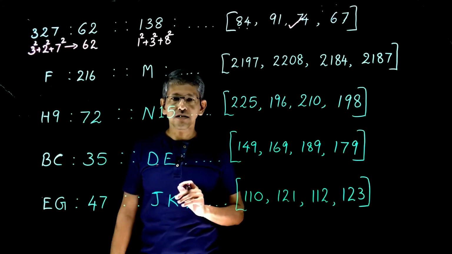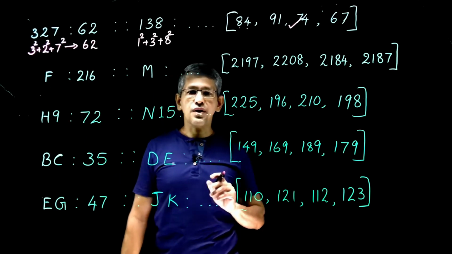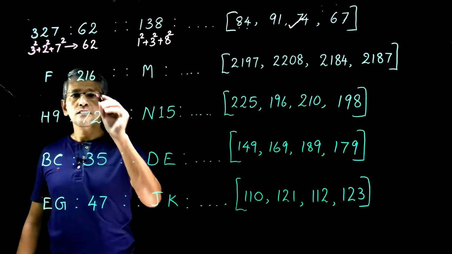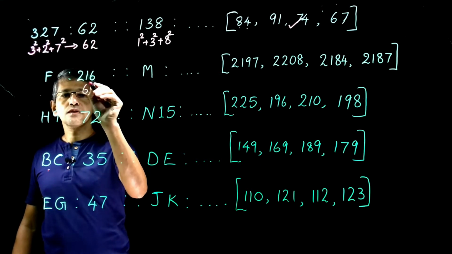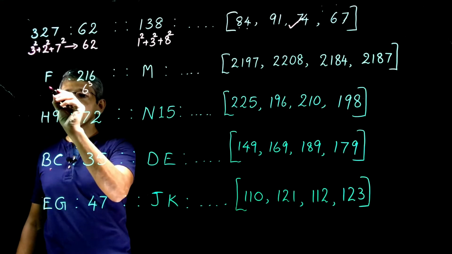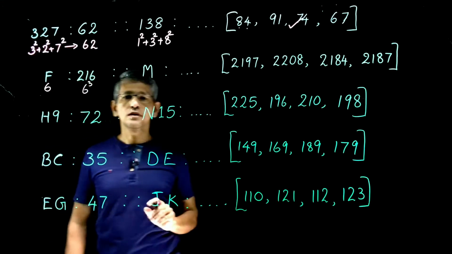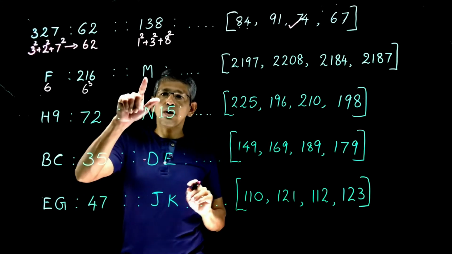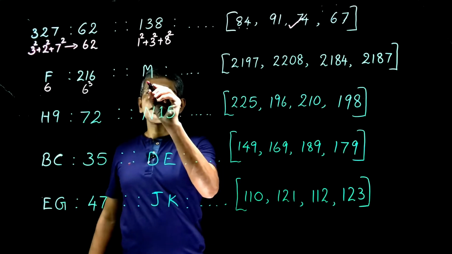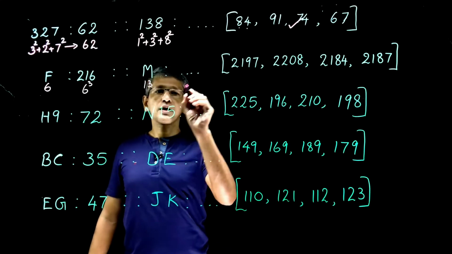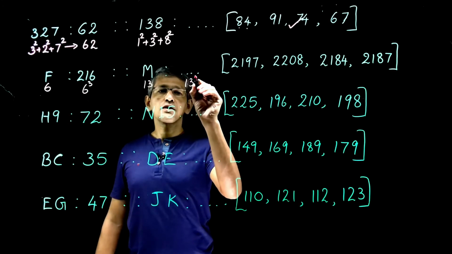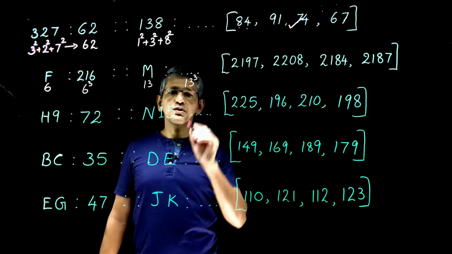Well, 216, if you are aware, is 6 cube. And F, we know that the position value of F is 6. So this is 6 and this is 6 cube. Perfectly right. Now the right hand side. M's position value is 13. Do we have an answer 13 cube? Then we are good.